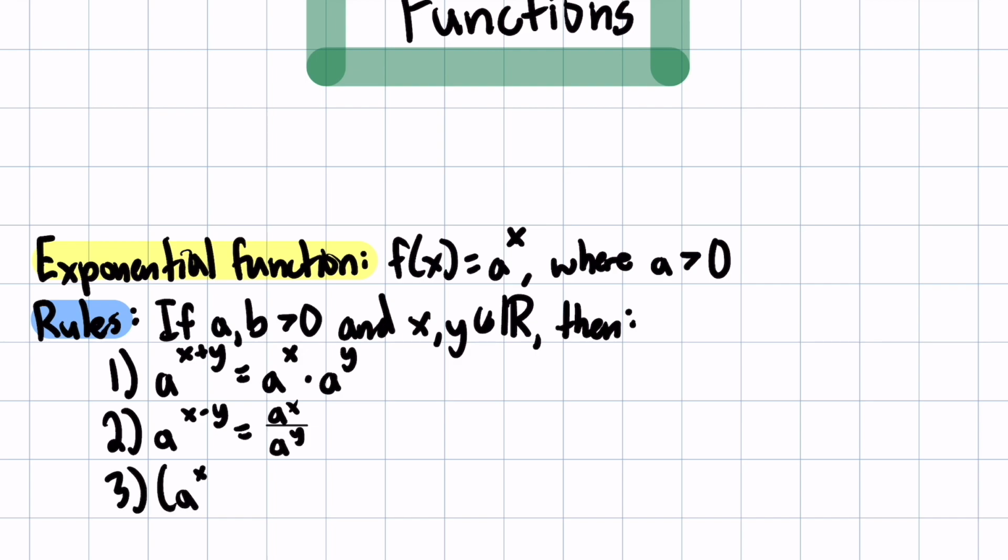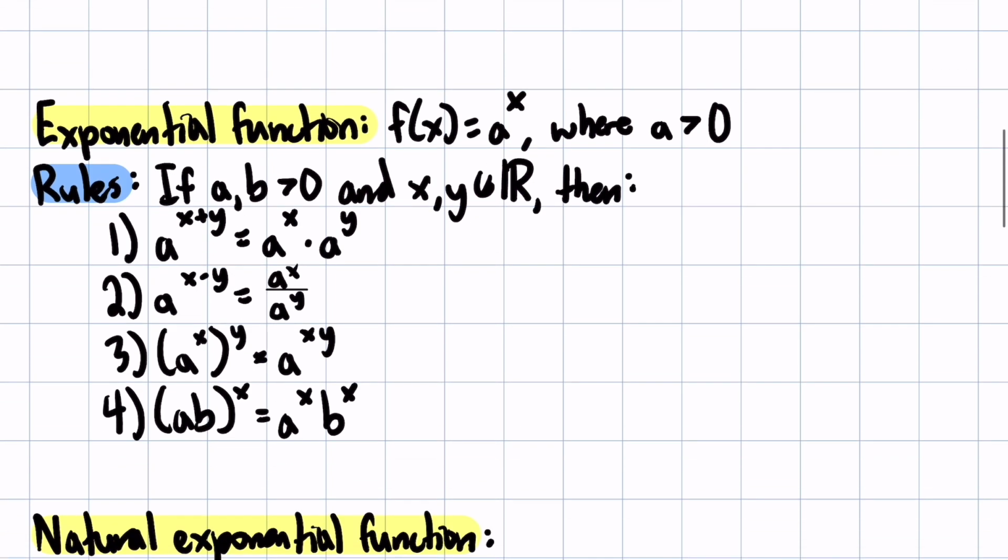Next, a to the x in parentheses to the y power is equal to a to the x times y power. And then finally, a times b to the x power is equal to a to the x times b to the x. Now, we have this special number called e.